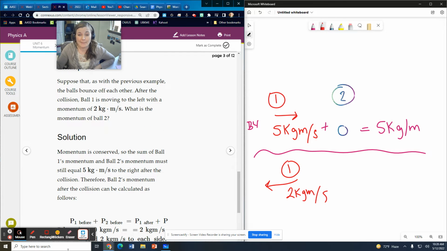But because it's going in the opposite direction, we don't say it's 2, we say it's -2, because this is a vector. So our positive and negative signs are going to indicate direction here. It's -2 because it's moving in the opposite direction. So -2 plus something, I don't know what it is, I'm going to call it P2A, because that's our momentum after. That's what we've been using. It should still be equal to 5 because of conservation of momentum.